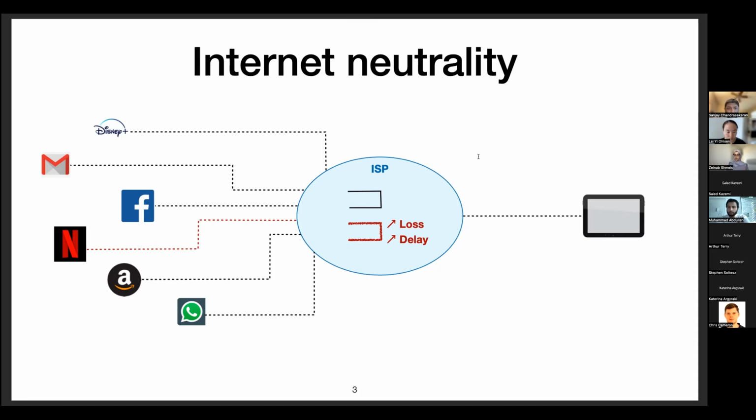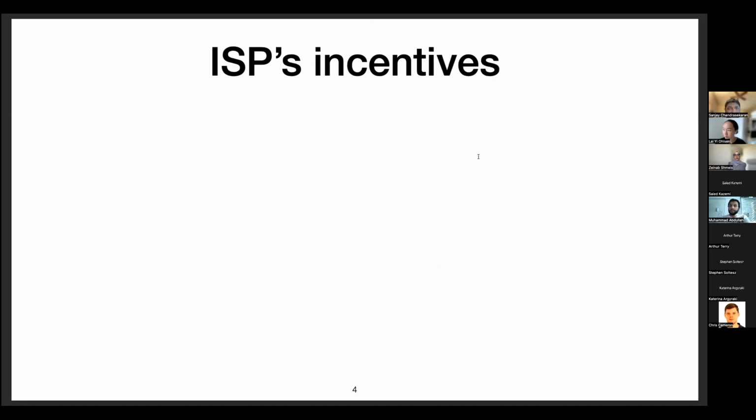For the rest of this talk, I will focus on one practice of traffic throttling, which is policing, and that is the one that targets experiencing higher loss. But all of our work also works on delay. So why would an ISP do that? What are the incentives of having this dedicated queue or link?